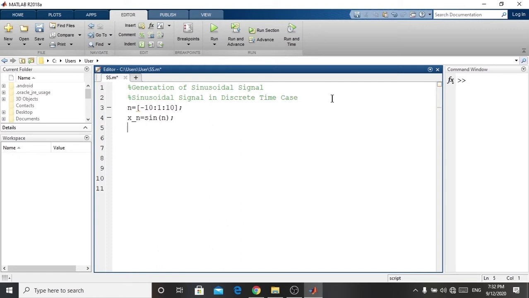Next, we want to plot the discrete time signal. In order to plot the discrete time signal, we use the Matlab command stem. Here the x-axis is discrete time instances n and y-axis is x underscore n. Next, let's give a title to the graph as sinusoidal signal in discrete time.